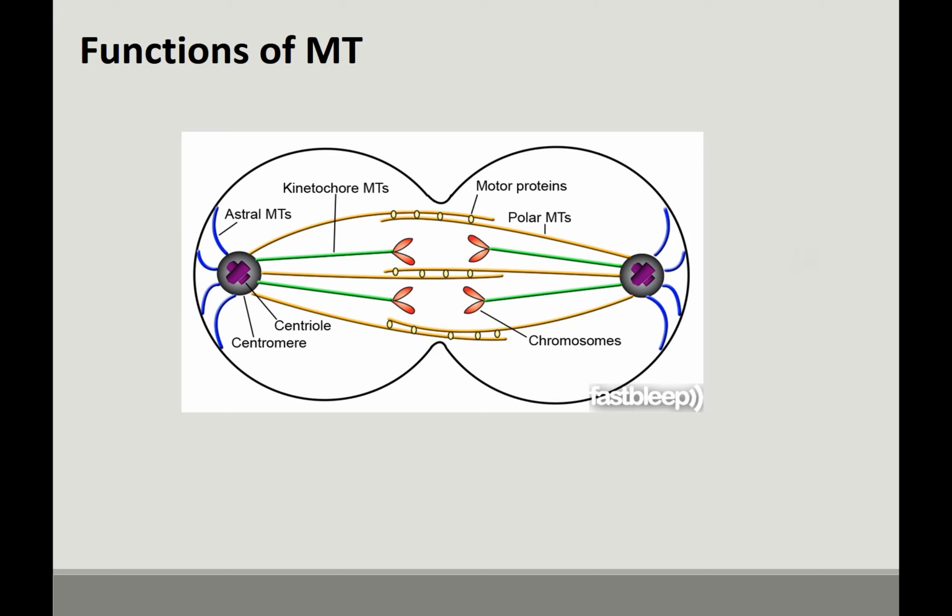Microtubules are important, like I said, for cell division. So when we talk about cell division, we'll talk about polar microtubules and kinetochore microtubules and astral microtubules. And they're all important in helping that cell divide into two. Again, these are targets for cancer drugs.